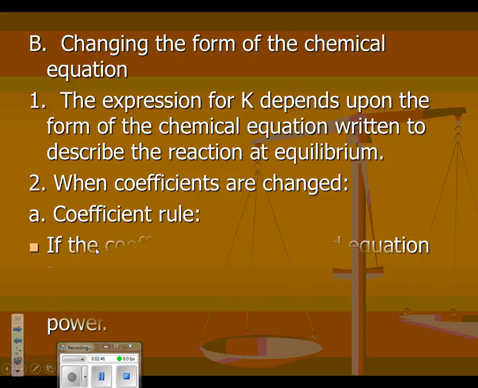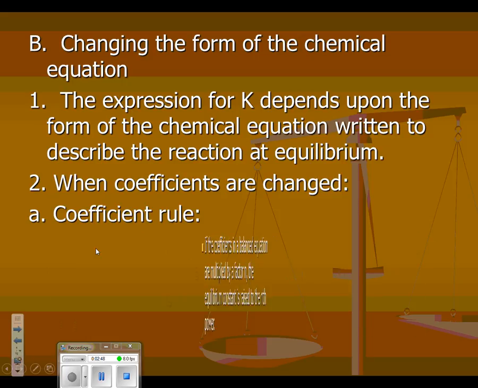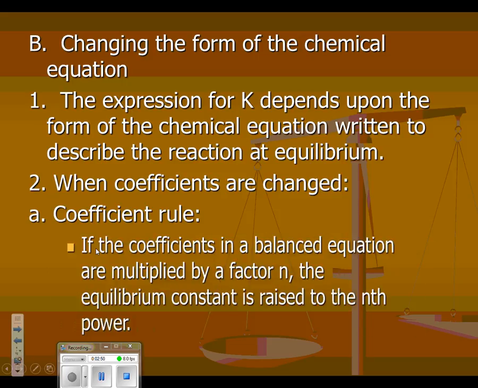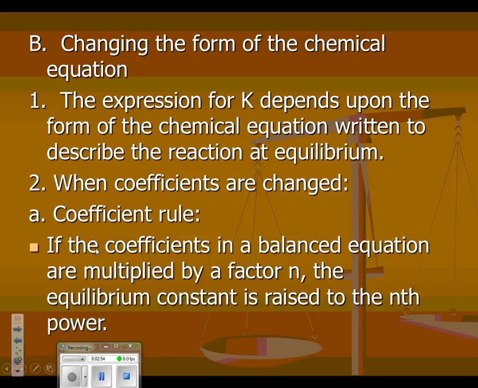Okay, so changing the form of the chemical equation. The expression for K depends on the form of the chemical equation it is written in. When the coefficients are changed, the coefficient rule: if the coefficients in a balanced equation are multiplied by a factor of n, then the equilibrium constant is raised to the nth power. So if I multiply an equation through by 2, then I'm actually squaring whatever the coefficient was. Okay?